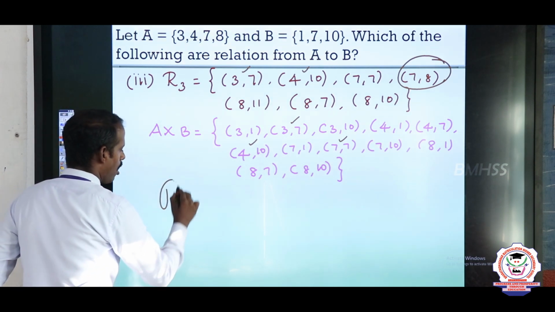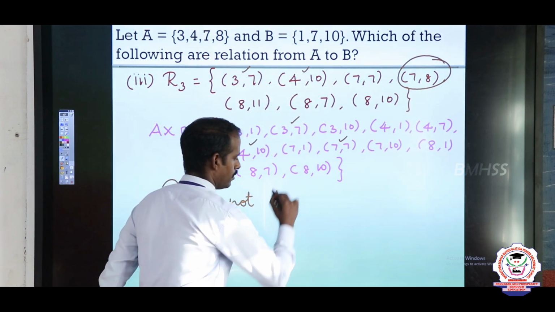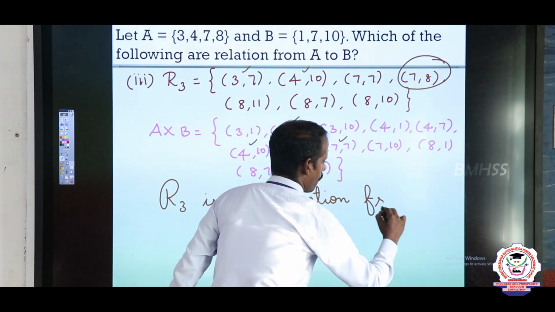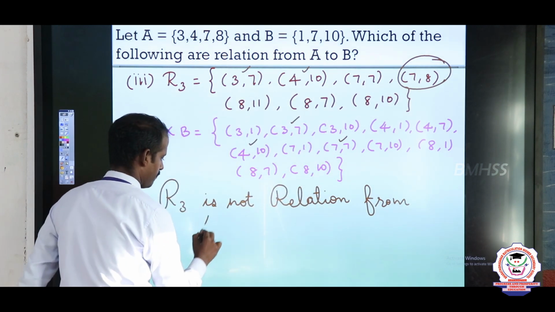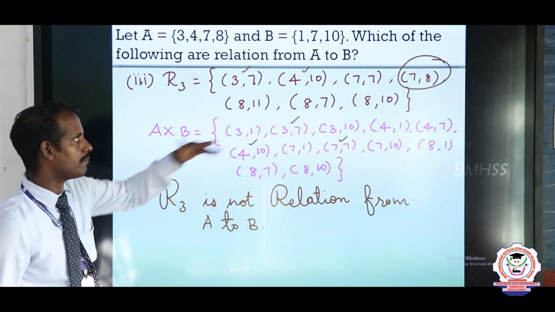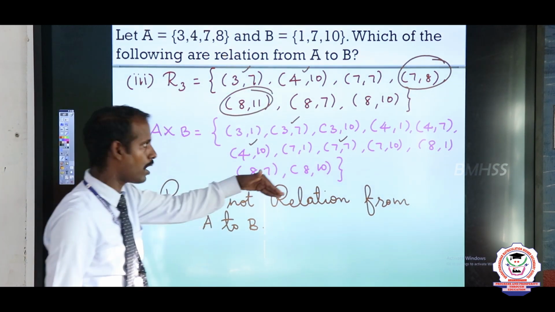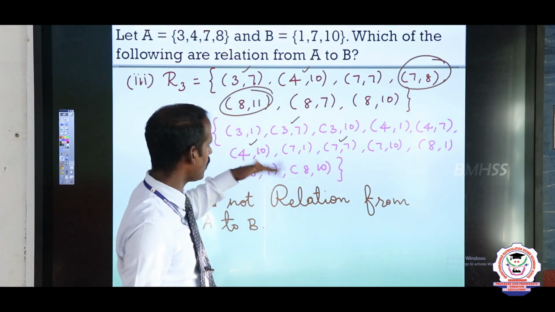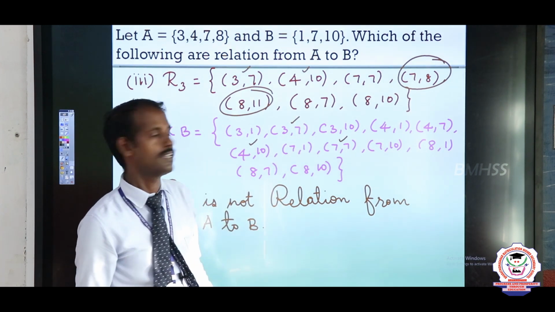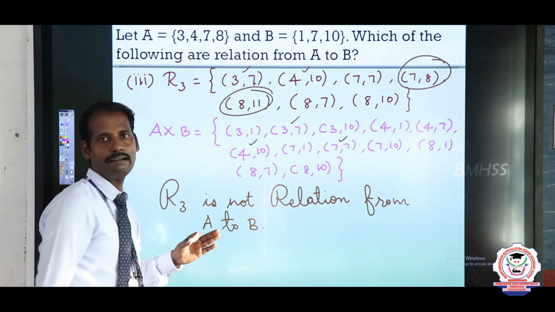Therefore R3 is not a relation from A to B. Because the element 7 comma 8 does not belong to A Cartesian B, and another element, 8 comma 11, does not belong to A Cartesian B either, while 8 comma 7 and 8 comma 10 belong to A Cartesian B. Two elements do not belong to A Cartesian B. Therefore R3 is not a relation from A to B. So this is the three Roman letter parts.